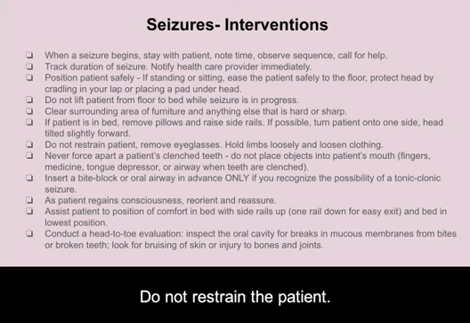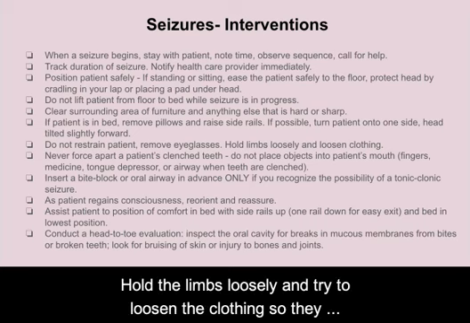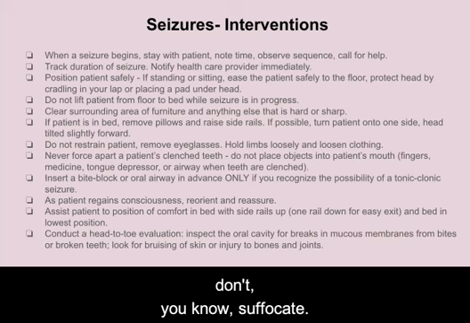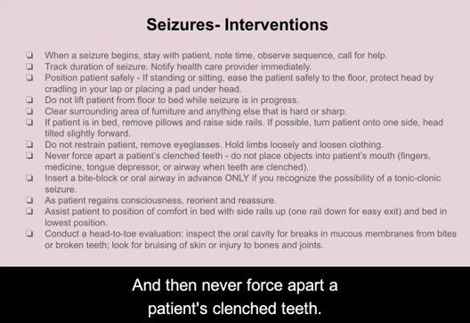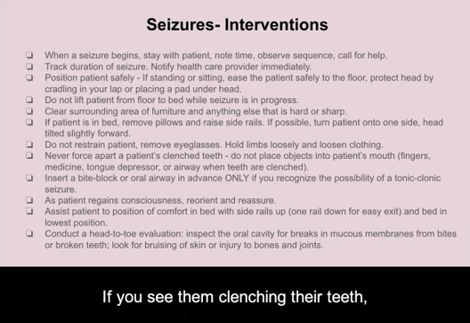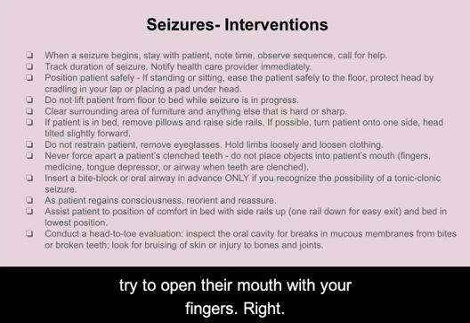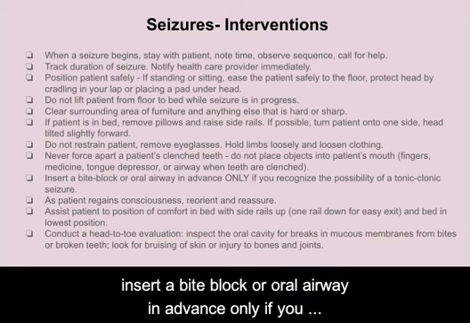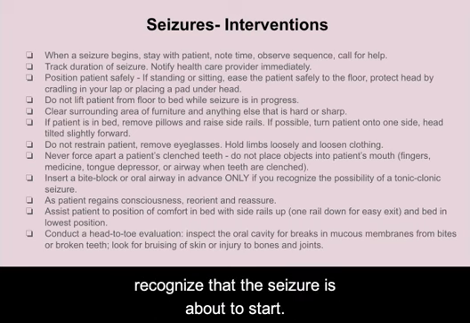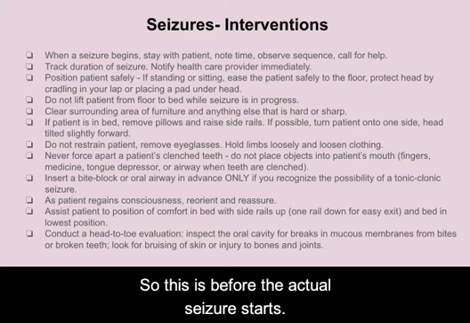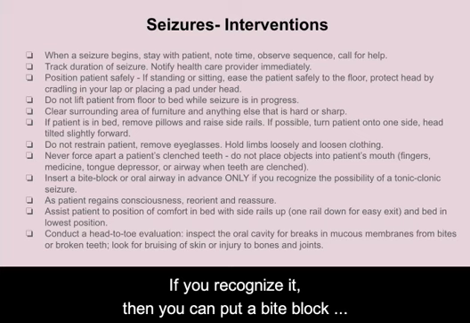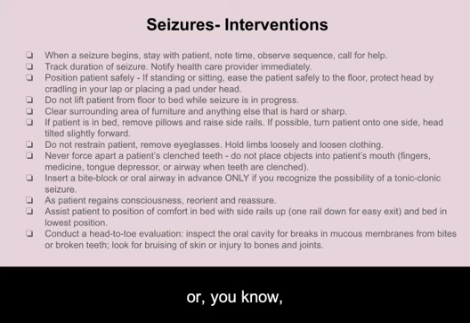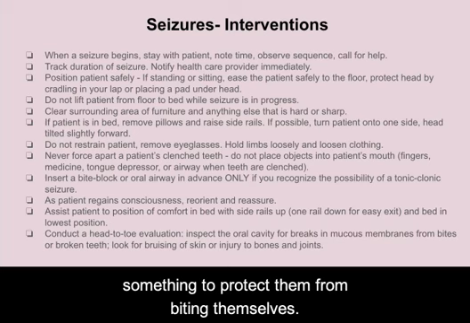Do not restrain the patient. Try to remove their eyeglasses. Hold the limbs loosely and try to loosen the clothing so they don't suffocate. Right? And then never force apart a patient's clenched teeth. If you see them clenching their teeth, don't try to open their mouth with your fingers or a tongue depressor or something. Now, you can insert a bite block or oral airway in advance only if you recognize that the seizure is about to start. So this is before the actual seizure starts. If you recognize it, then you can put a bite block or something to protect them from biting themselves.